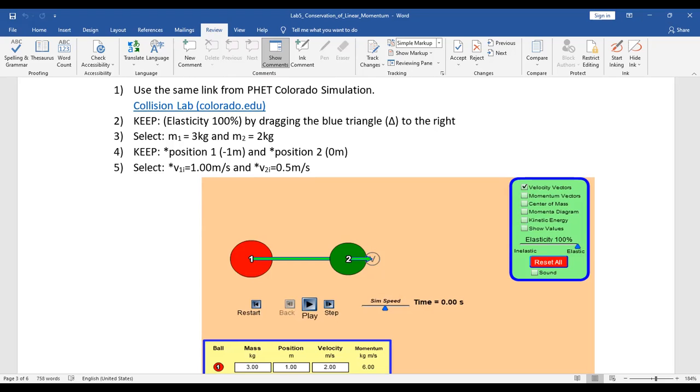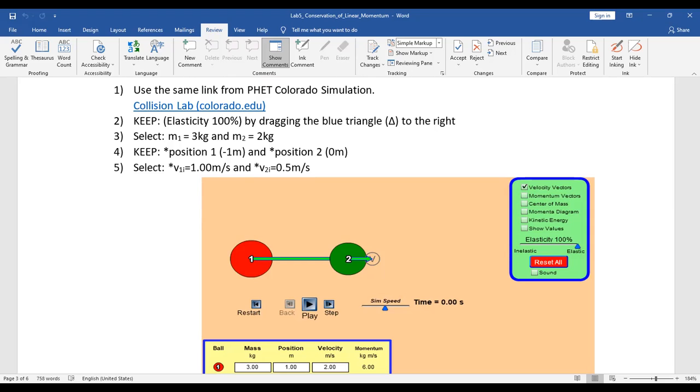Initial momentum is M1, which is 3, times v1i, plus mass M2, which is 2, times v2i. Oh no, this is 1, sorry. Initial case: 3 times 1, then 2 times 0.5. That is 3 plus 1, equal to 4 kilogram meter per second. What about final? This is 4.